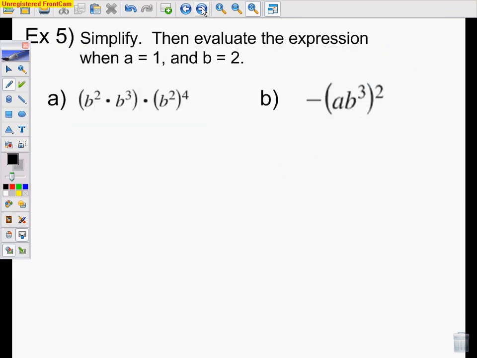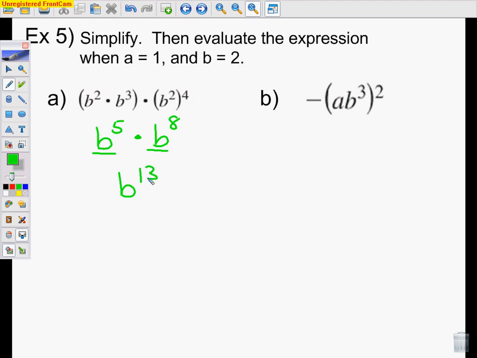Alright, last problem. This problem wants you to simplify, then evaluate the expression when a equals 1 and b equals 2. So let's go ahead and simplify this. In part A, b squared times b to the third, we know that's b to the fifth because we're multiplying two things with the same base. And then we're just going to do b squared to the fourth. Well, we're raising a power to a power, so we multiply these two exponents. 2 times 4, well, that's 8. And now, once again, we're multiplying two things with the same base, so we add the exponents. So we have b to the 13th.